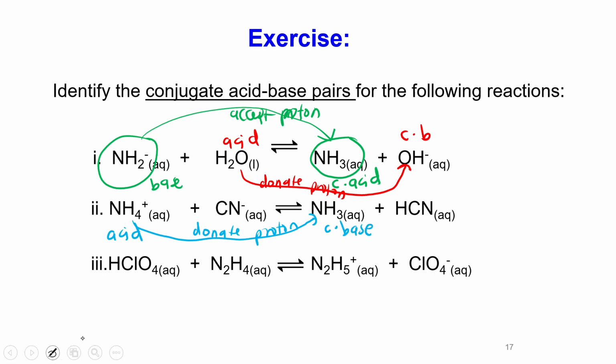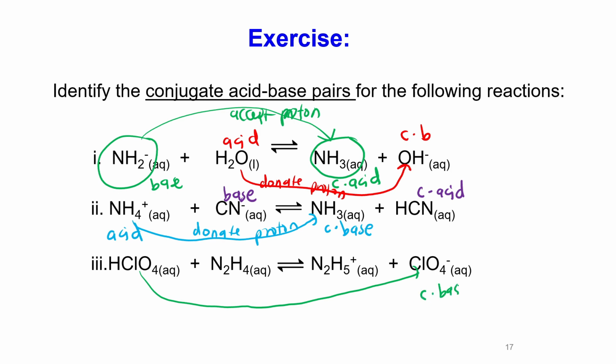Okay, so CN- on the other side. So CN- is a base. Okay, so HCN is a conjugate acid because it has 1 extra hydrogen compared with the reactant. Okay, HClO4 compared with ClO4-. So ClO4- has 1 less hydrogen compared with its reactant. So it is the conjugate base. So this one is the acid.